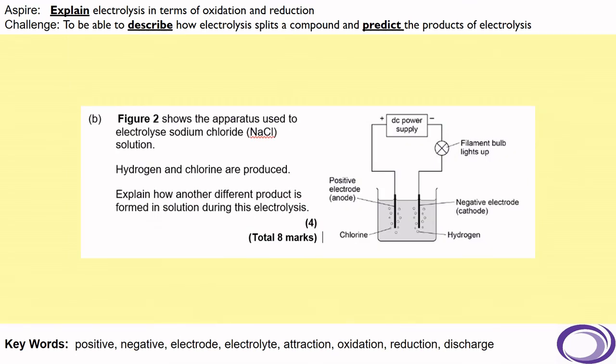Figure 2 shows the apparatus used to electrolyse sodium chloride solution, brine. Hydrogen and chlorine are produced. Explain how another different product is formed in solution during this electrolysis.